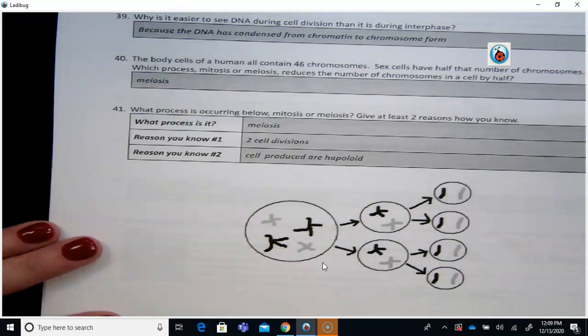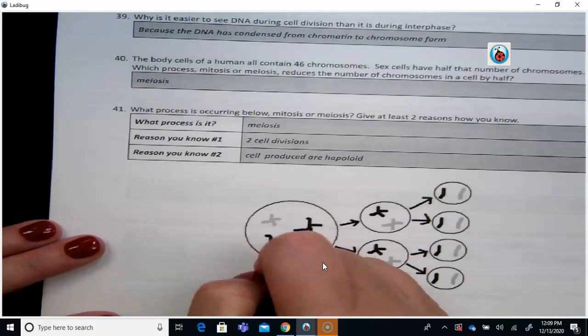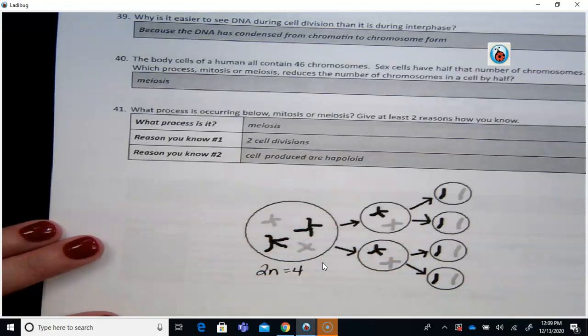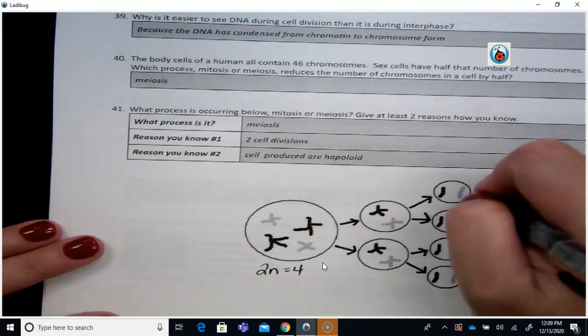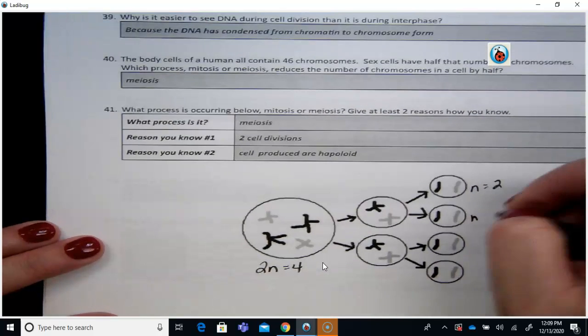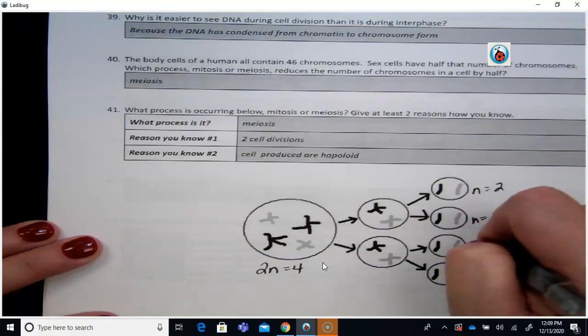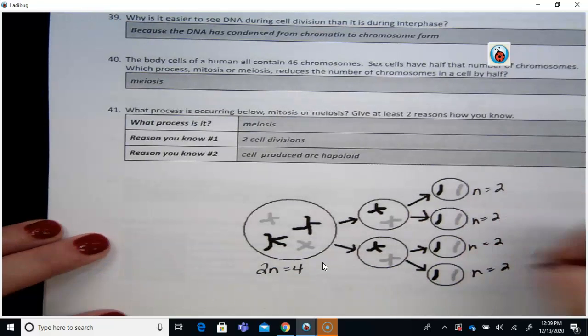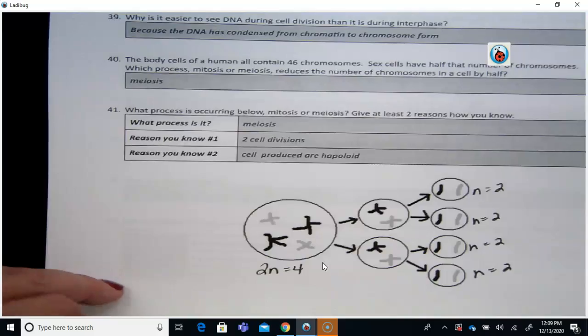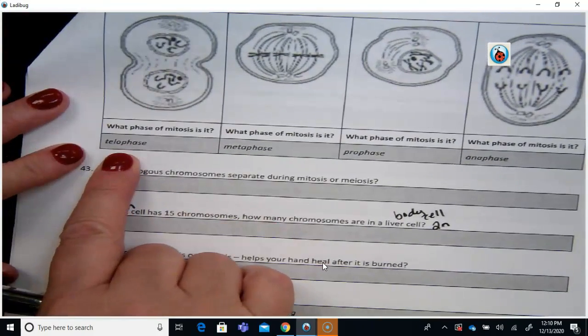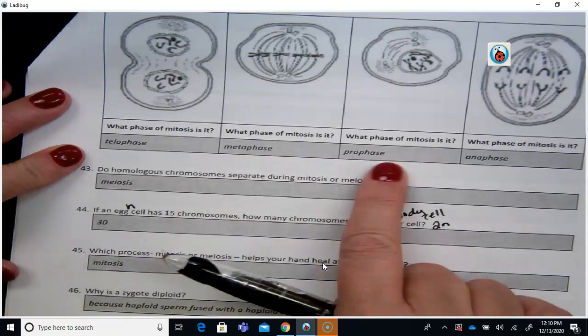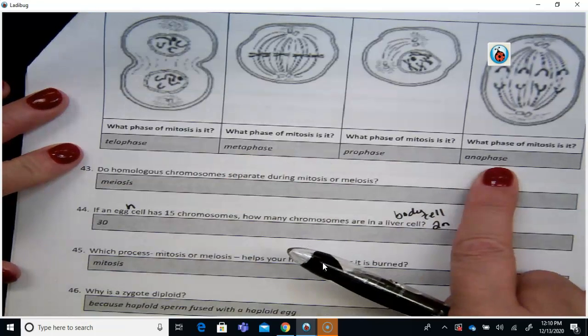Here we have a parent cell that is diploid, has a diploid number of 4. These cells here all are haploid and have a haploid number of 2. So that's how we tell that that is meiosis. More labeling. This cell is in telophase, metaphase, prophase, and then anaphase.